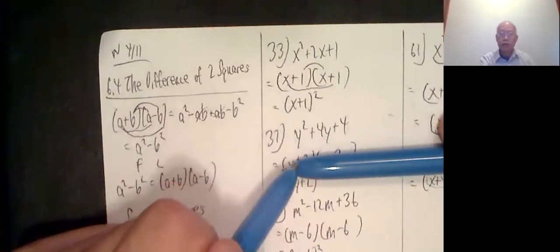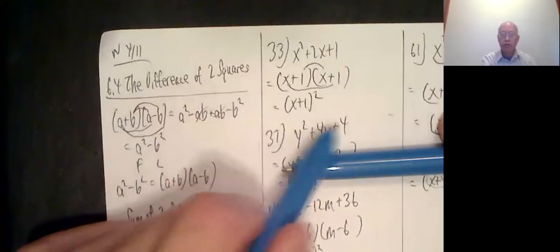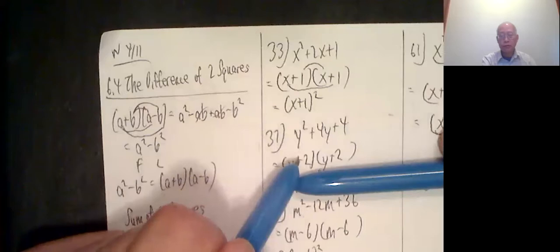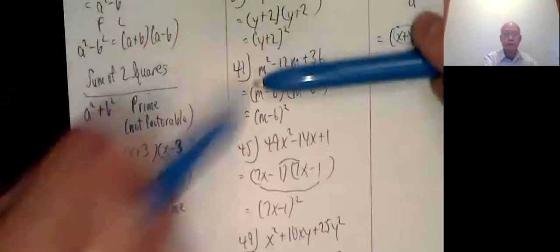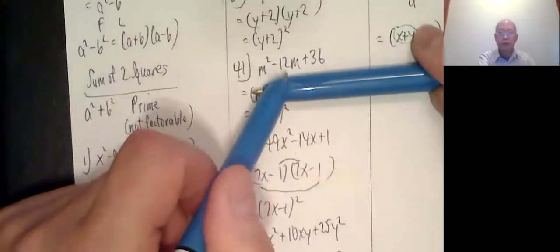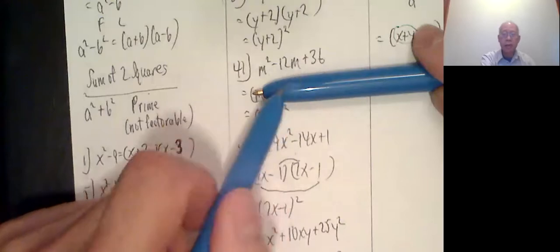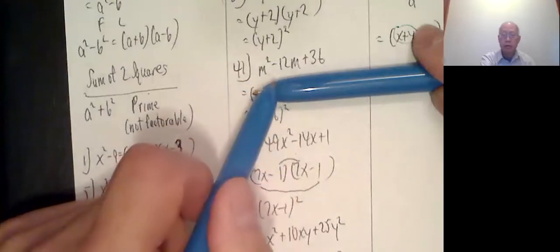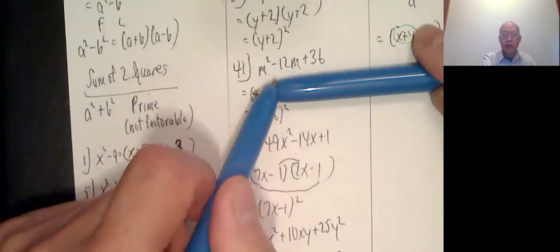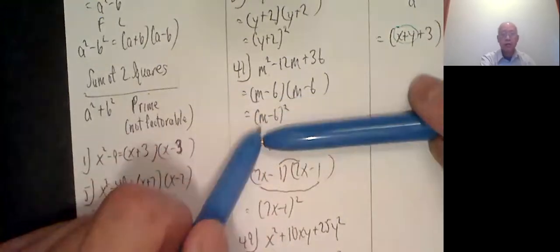Okay, y squared, y. Plus, 4, 2, 2. Double check with FOIL. Y plus 2 squared. M squared minus 12m plus 36. The minus plus combination means they're both minuses. M squared is m and m. Okay, 36, 12. Two numbers add up to 12. When you multiply them, you get 36. 6 and 6. So m minus 6 squared.